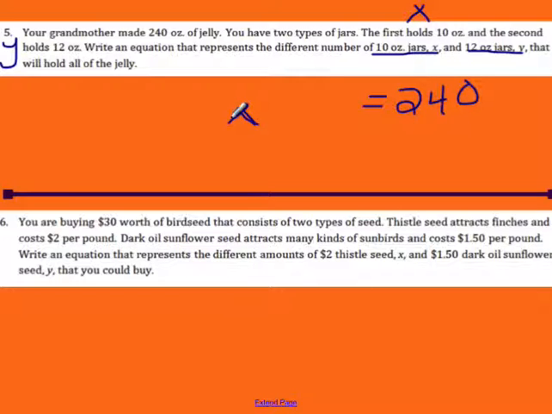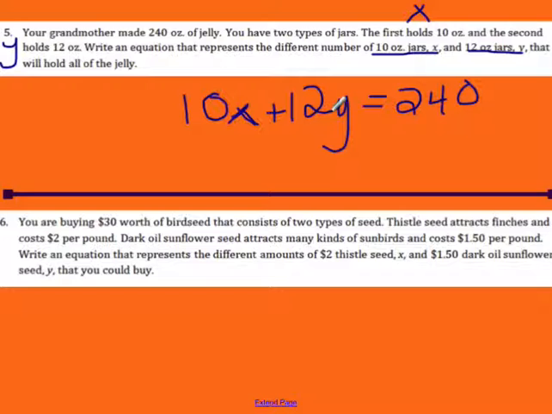Okay, so we have 10 ounce jars, so you have to think, how much does a 10 ounce jar hold? Well, it holds 10 ounces. So for every X 10 ounce jar we have, it's going to hold 10 ounces. Then for every Y 12 ounce jar we have, it's going to hold 12 ounces. And that's all you have to do.